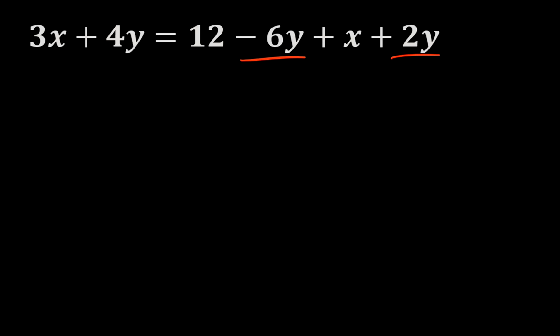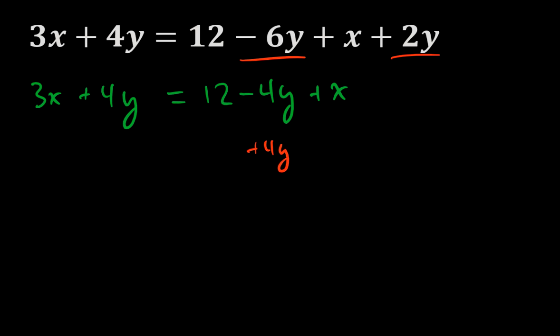So if I rewrite that, this will become 12 minus 4y plus x. And over on the right hand side, I'll just rewrite the 3x plus 4y. I think I'm going to go ahead and add 4y to both sides. So when I add 4y to each side of the equation, over on the left hand side, this becomes 3x plus 8y. And on the right hand side, I have 12 plus x.